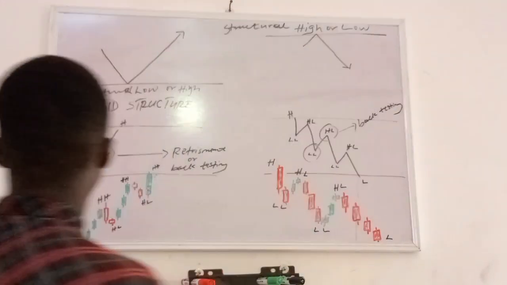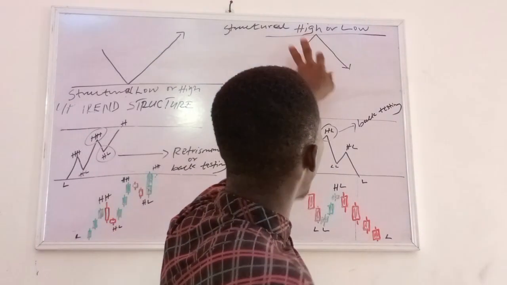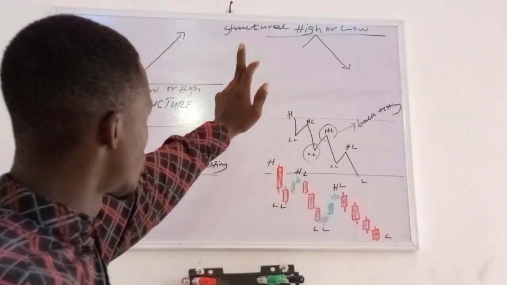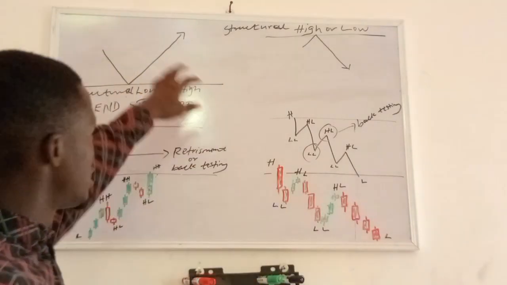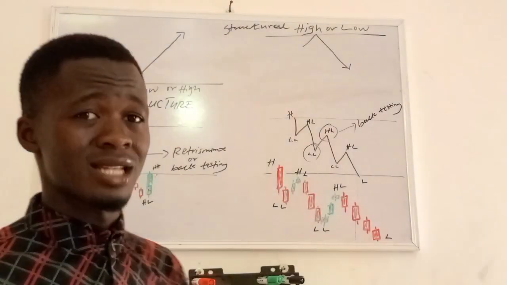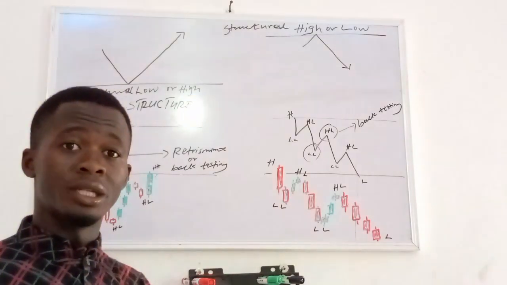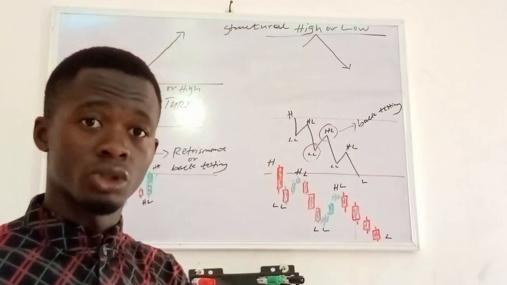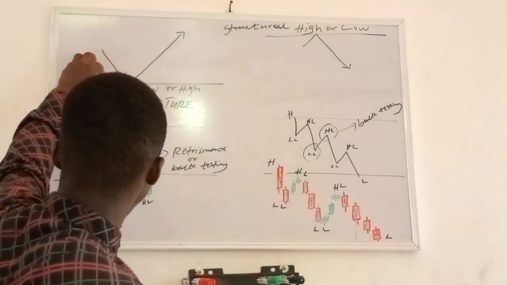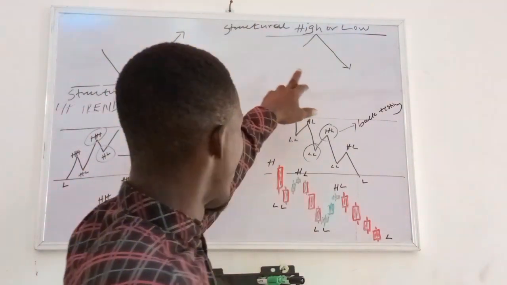So we have our structural low or high here, and we have our structural high or low. Why is this a structural high or low? It is because when you are trading support and resistance levels, support can become your resistance and resistance can become your support level, based on the change in the market, based on your market structure. Here you can see we have our structural low and structural high, and also here we have our structural high and structural low.